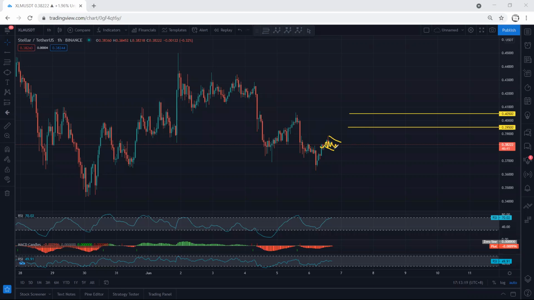If we get the trade setup, and even if we get the trade setup, we need to see the breakout of 0.395 followed by 0.405. We want to see breakout of this. This is the target we're looking for. Okay, these are the targets based on this move.